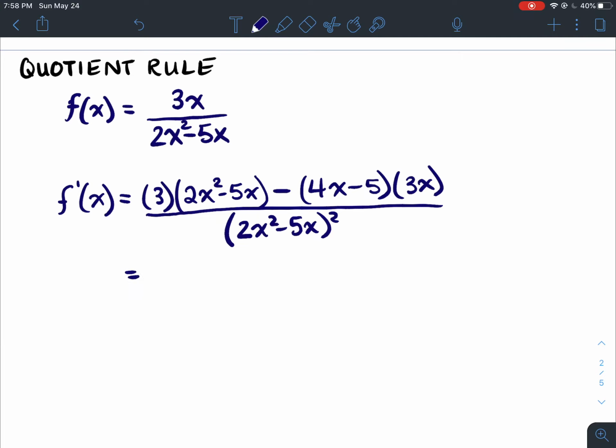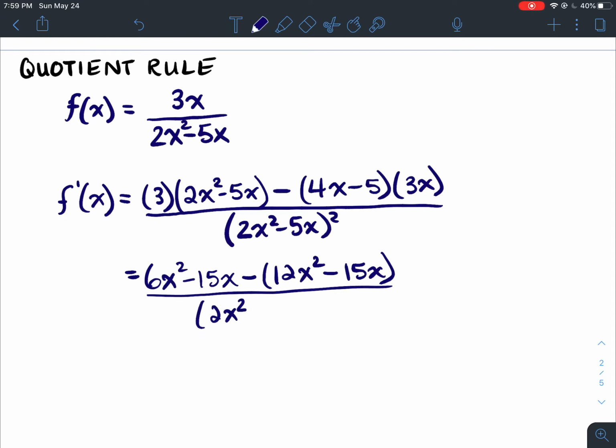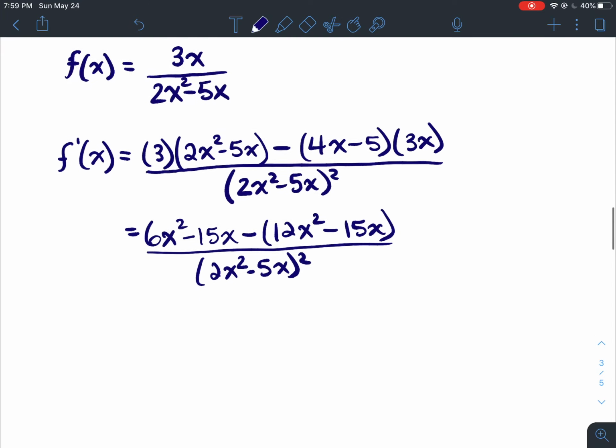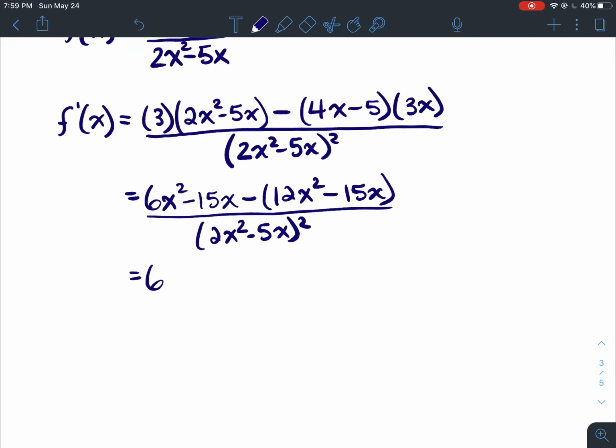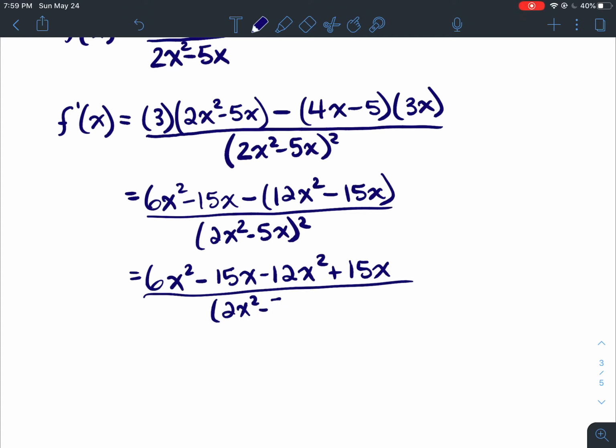Like I might multiply these through since it's just a monomial times a binomial. 6x squared minus 15x. And then this one would be 12x squared minus 15x, over 2x squared minus 5x squared. And then let's multiply that negative sign through our numerator. Minus 12x squared plus 15x, over 2x squared minus 5x squared. Okay, and then collect like terms.